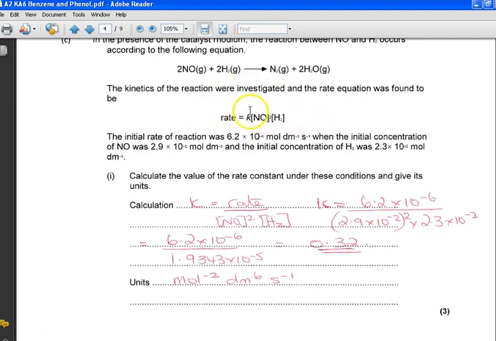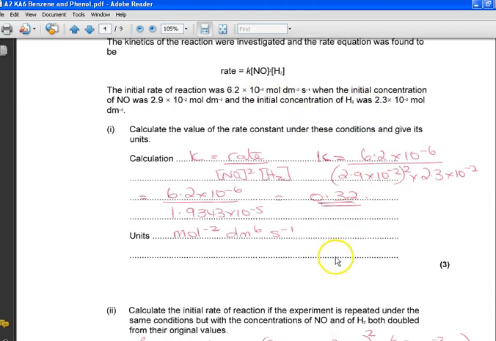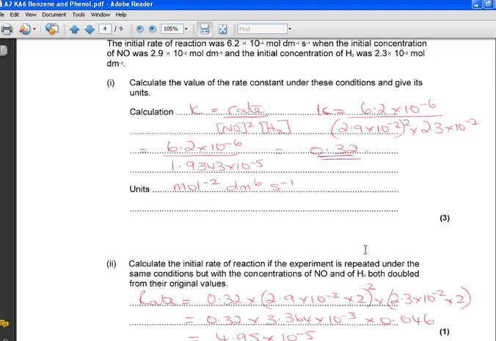So there's your rate equation, there's your chemical equation. I asked you to calculate k, so it's just basically rearranging. They've given the values here for the concentrations and they've given you the rate. And the units, obviously we've got 3 lots of moles per dm cubed at the bottom, 1 at the top. So we're left with 2 on the bottom. So reciprocal, so it's mol to the minus 2, dm to the 6, and seconds to the minus 1.